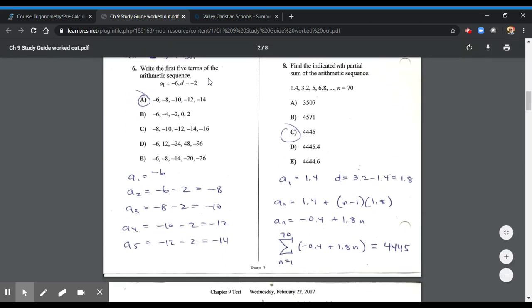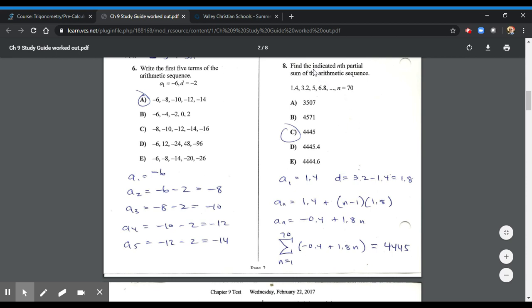All right, write the first 5 terms of this arithmetic sequence where a sub 1 is negative 6 and d is negative 2. That's pretty easy. Negative 6 minus 2 is negative 8, minus 2 is negative 10, minus 2 is negative 12, minus 2 is negative 14. So that's equal to a.